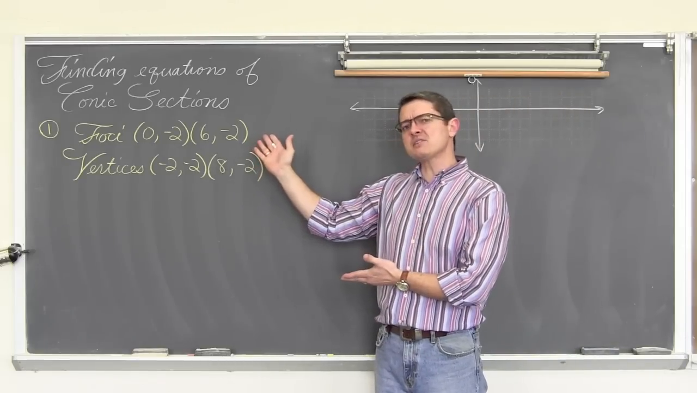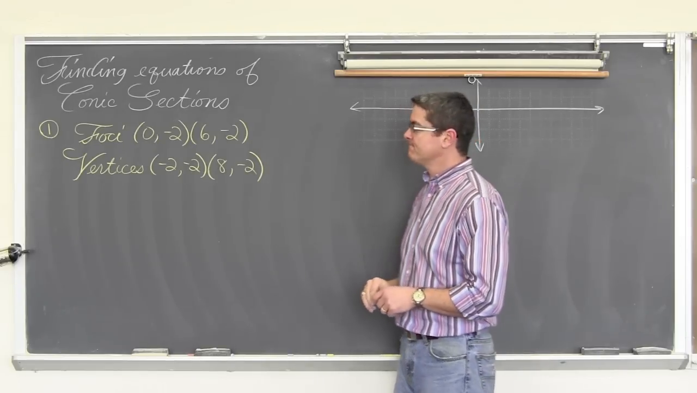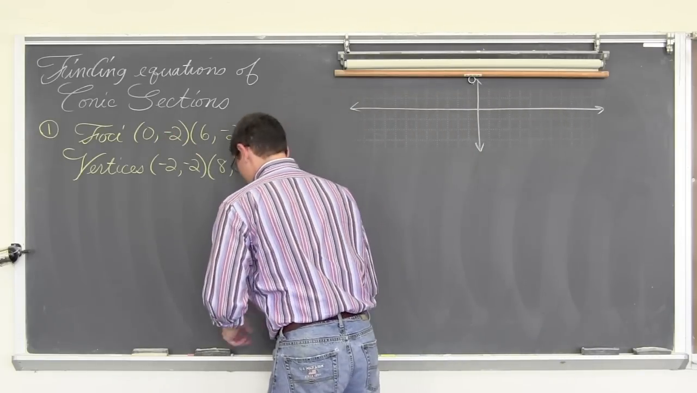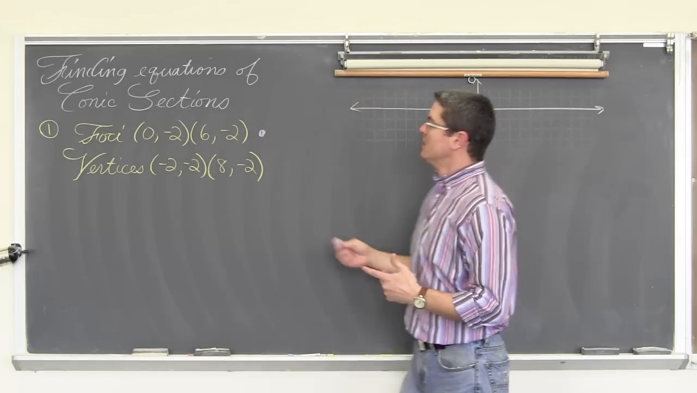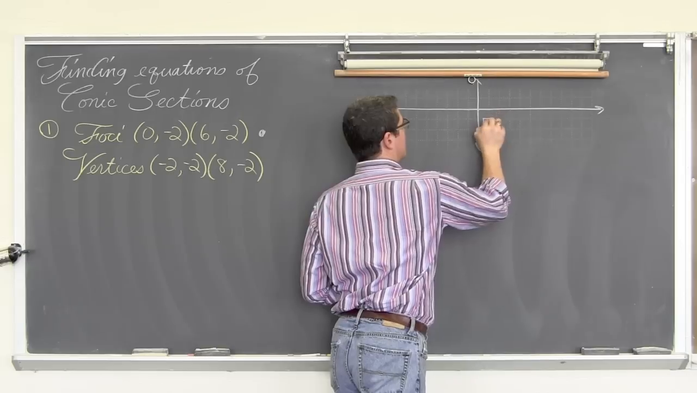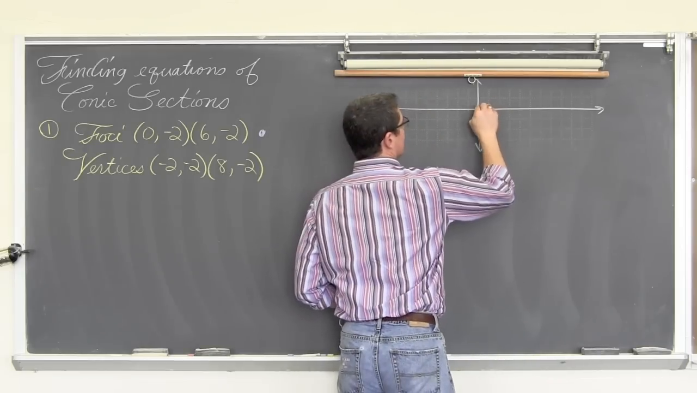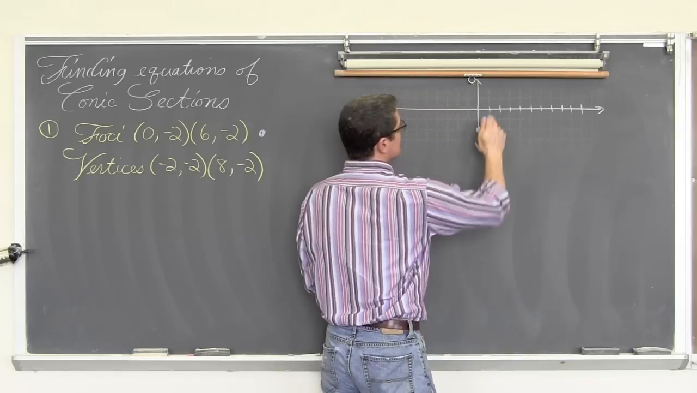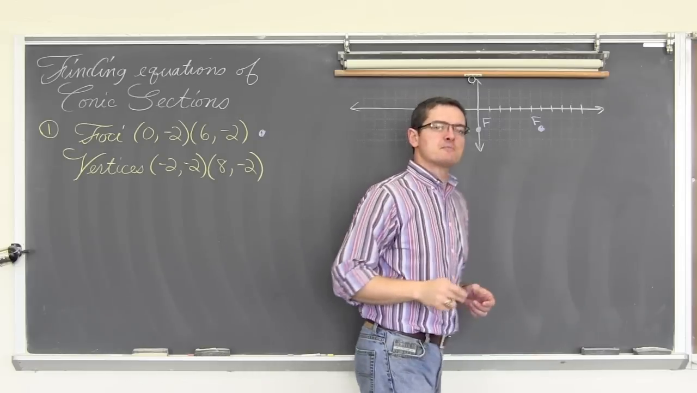So maybe take a second and see if you can tell what this conic section is and what the equation is. Well, our focus points are, let's do those in, let's say, purple. Our focus points are at 0, negative 2. So 0, negative 2, that's going to be a focus point. We have another one at 6, negative 2. So let's see here, 1, 2, 3, 4, 5, 6. Do a few more for good measure. 1, 2, 3, 4, 5, 6, negative 2. That's going to be another focus point.